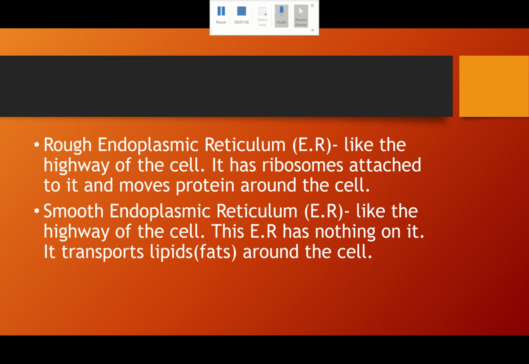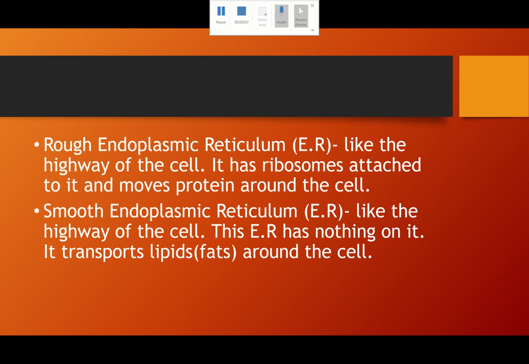And the difference between whether it's rough or smooth has to do with what it's making and moving. So the rough endoplasmic reticulum, it's rough literally because it's studded with ribosomes. It has ribosomes attached to it. And ribosomes are a bunch of little circles. And so when they get attached to it, it's no longer smooth looking, it looks rough. It looks bumpy. And with ribosomes attached, it's going to move what the ribosomes make, which is protein. So the rough ER moves protein around the cell, only on the inside of the cell.